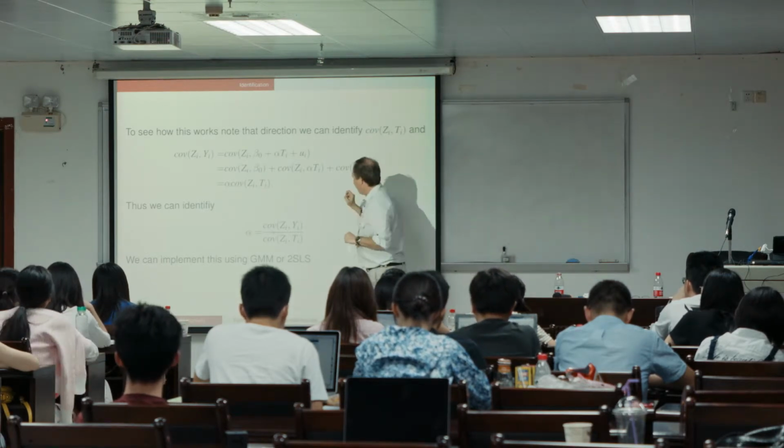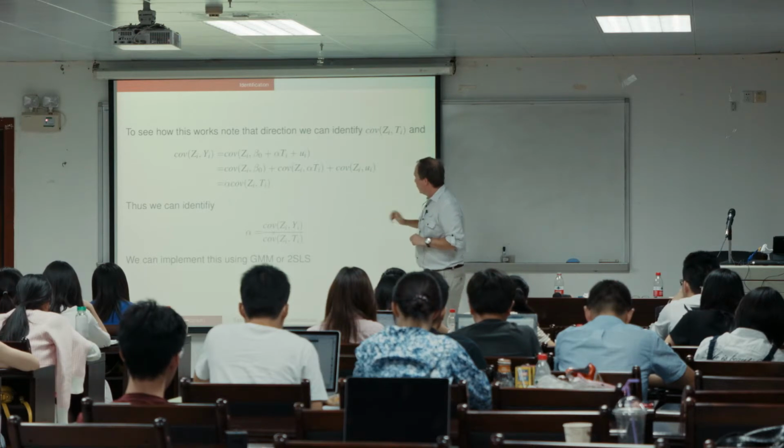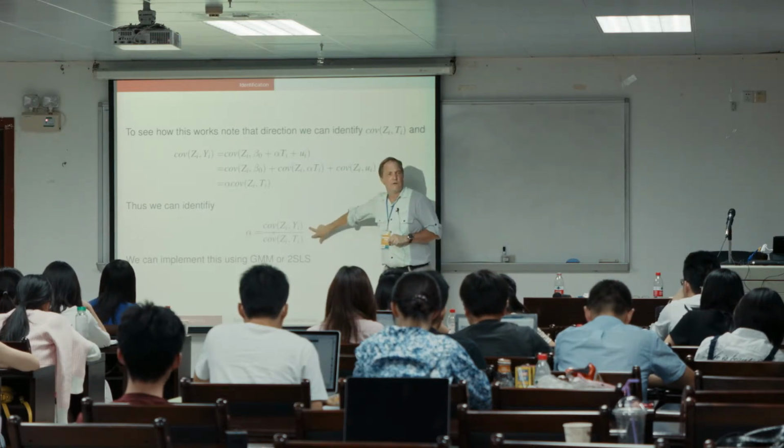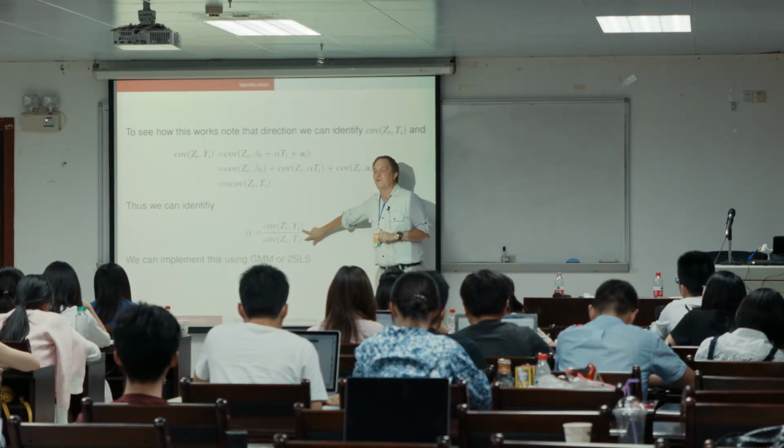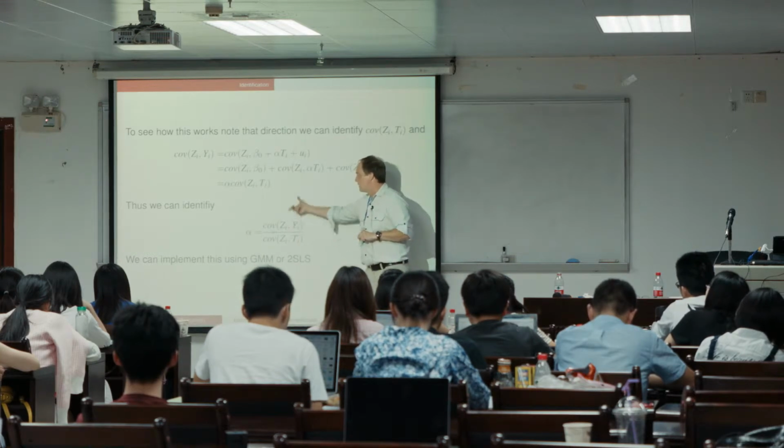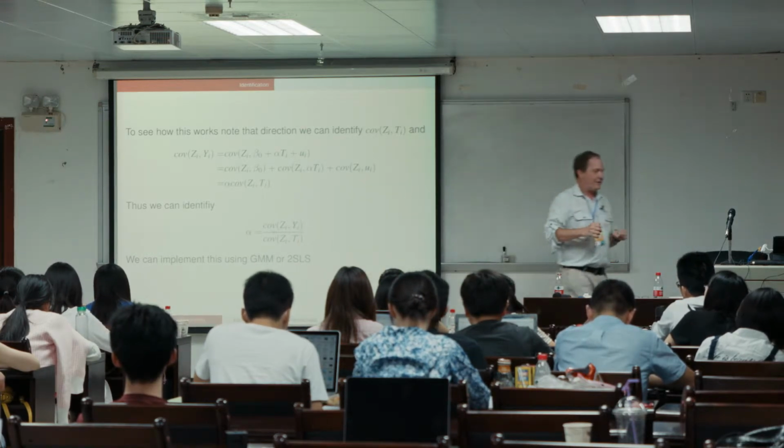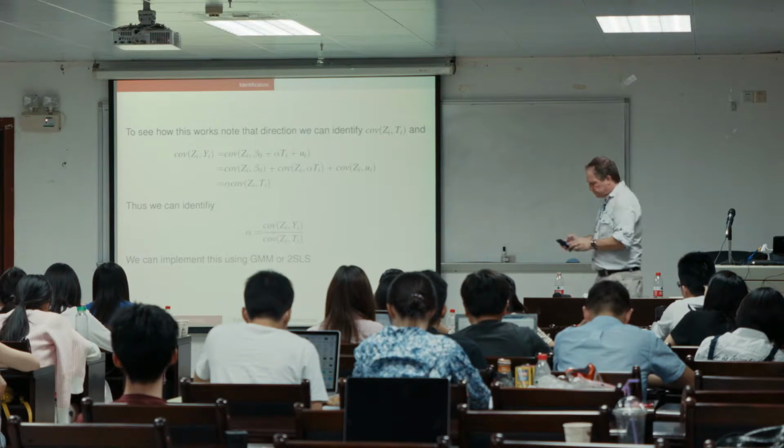I don't know whether this is useful or not, but I wanted to show it to you. Why is this two-stage least squares? I want to make an argument that this thing is two-stage least squares. How do you get this from two-stage least squares?